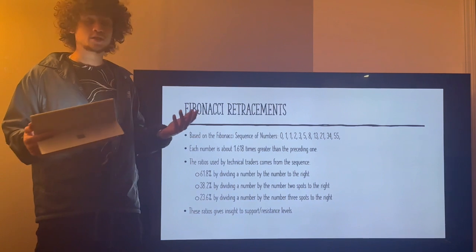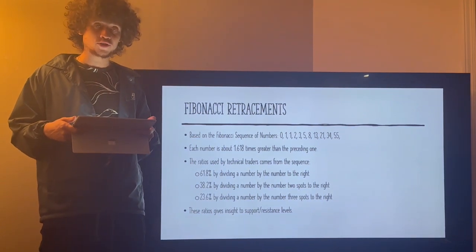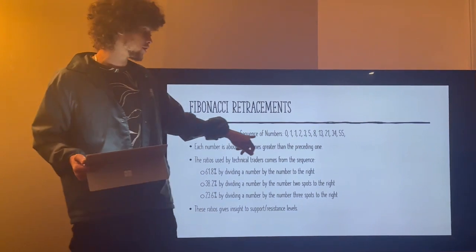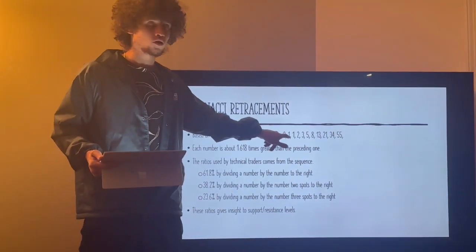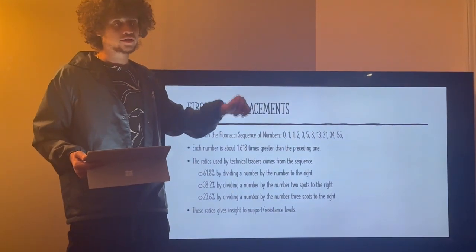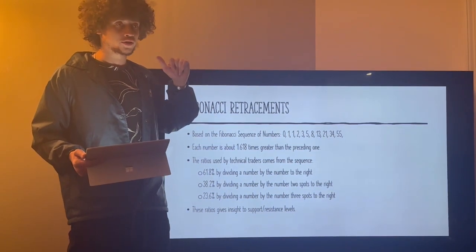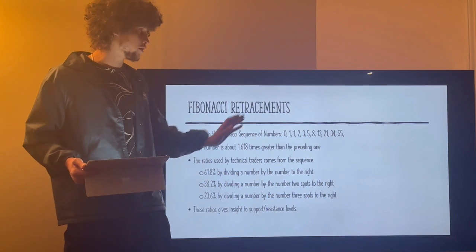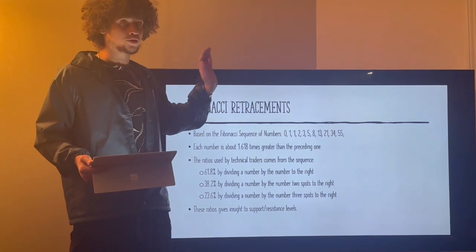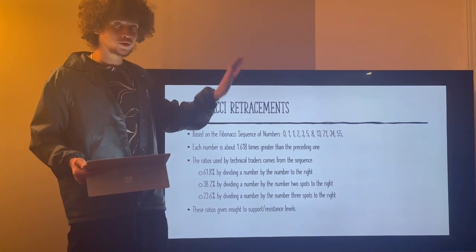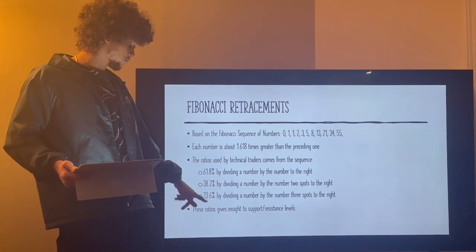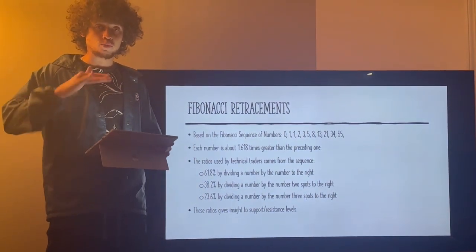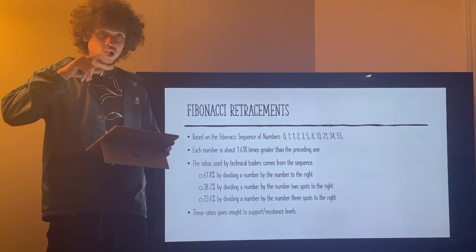Fibonacci retracements is another tool very highly used in stock trading. Basically, it's based on the Fibonacci sequence of numbers. So you start with 0 and 1, and then every number to the right of that is a sum of the two numbers to the left. And then we get the Fibonacci ratios by taking the numbers and dividing by the number to the right, or dividing by two numbers to the right, or dividing by three numbers to the right. And these ratios just give insight into the support and resistance levels that a stock will trade off of.